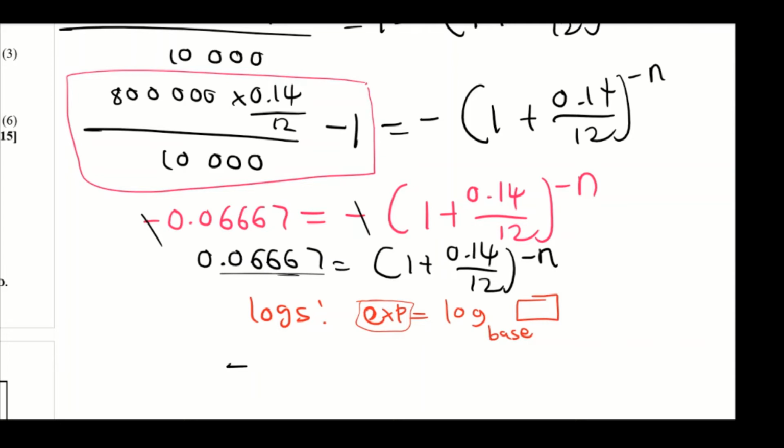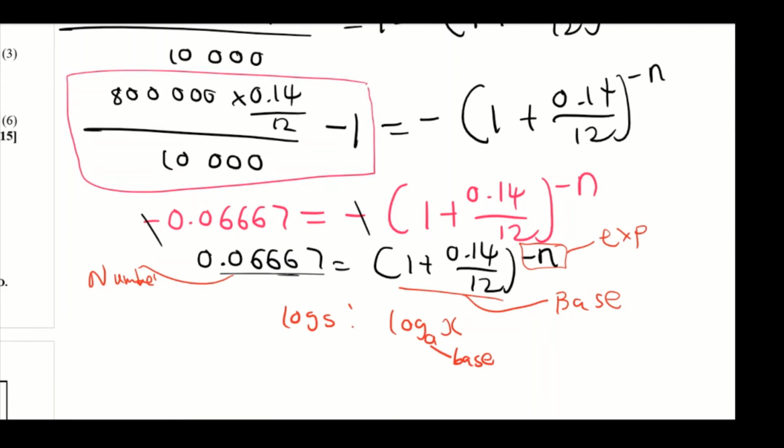Okay, so now we need to remember our logs. This is an exponent, this is the base, and this is just the number. So according to our logs, it's log, here the a is the base, and if I write x, it's going to be just the number. So that's how we write our log.